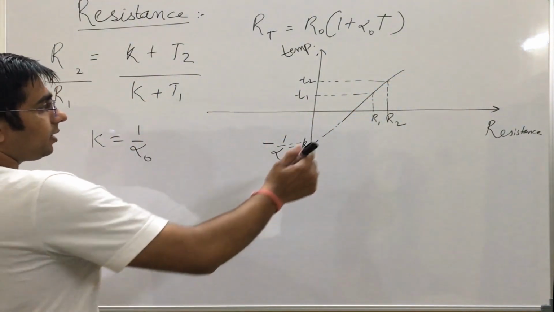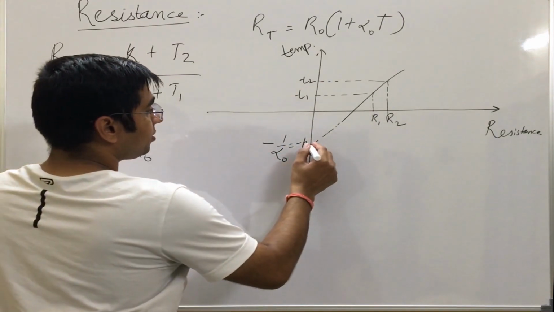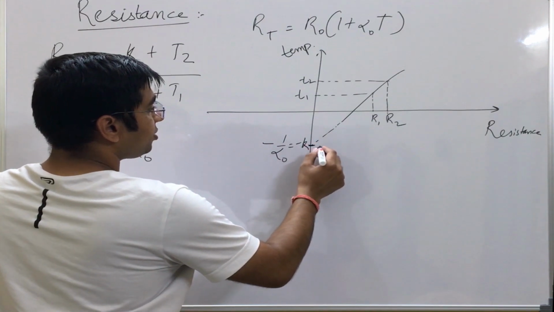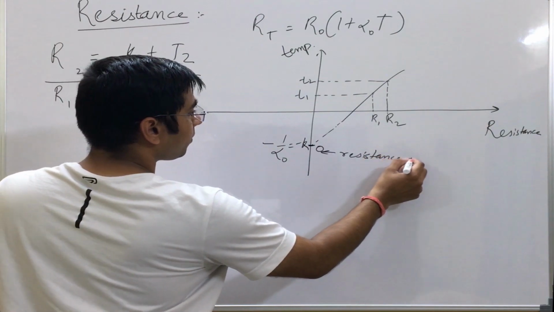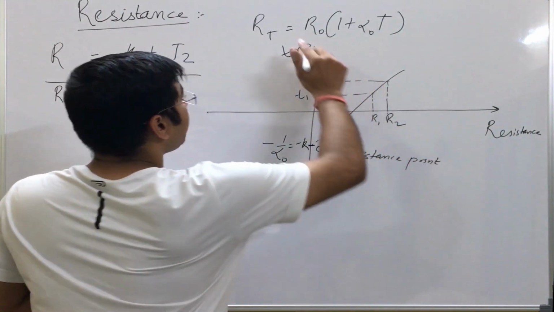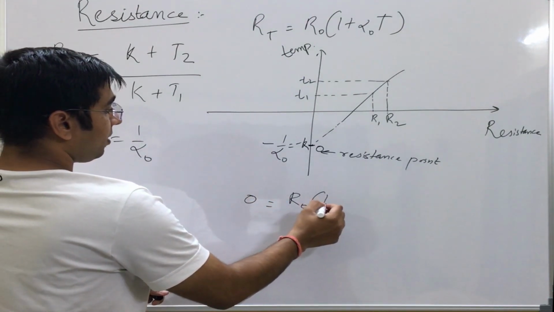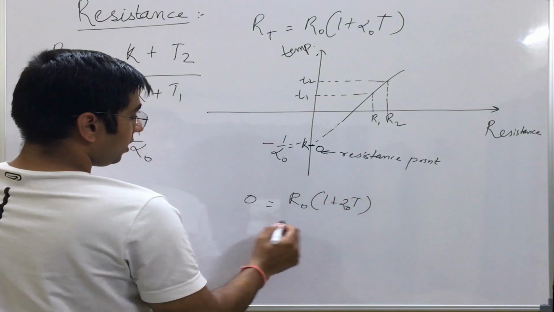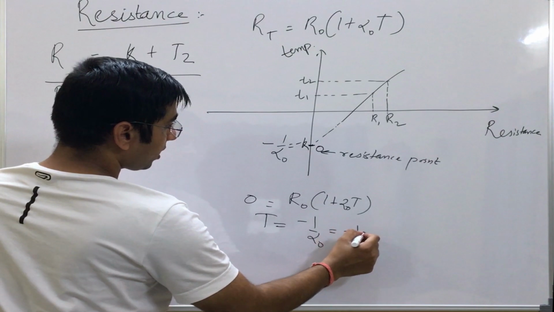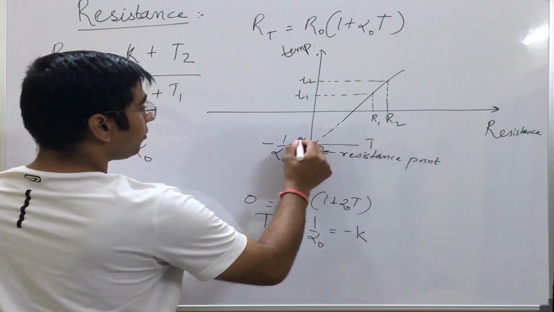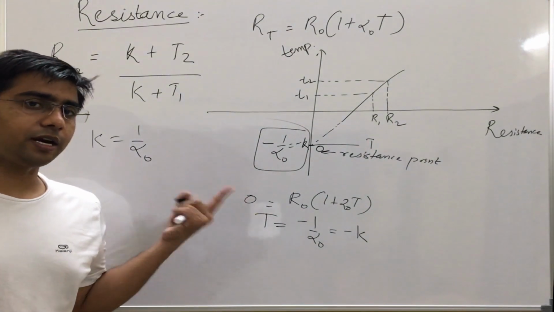If I extrapolate this line to, let us say, somewhere this resistance is the 0 resistance point, and I put this value 0 here, 0 is equal to R naught (1 plus alpha naught T). T will be minus 1 by alpha naught, which is equal to minus K. So the temperature here will be minus 1 by alpha naught, or minus K.